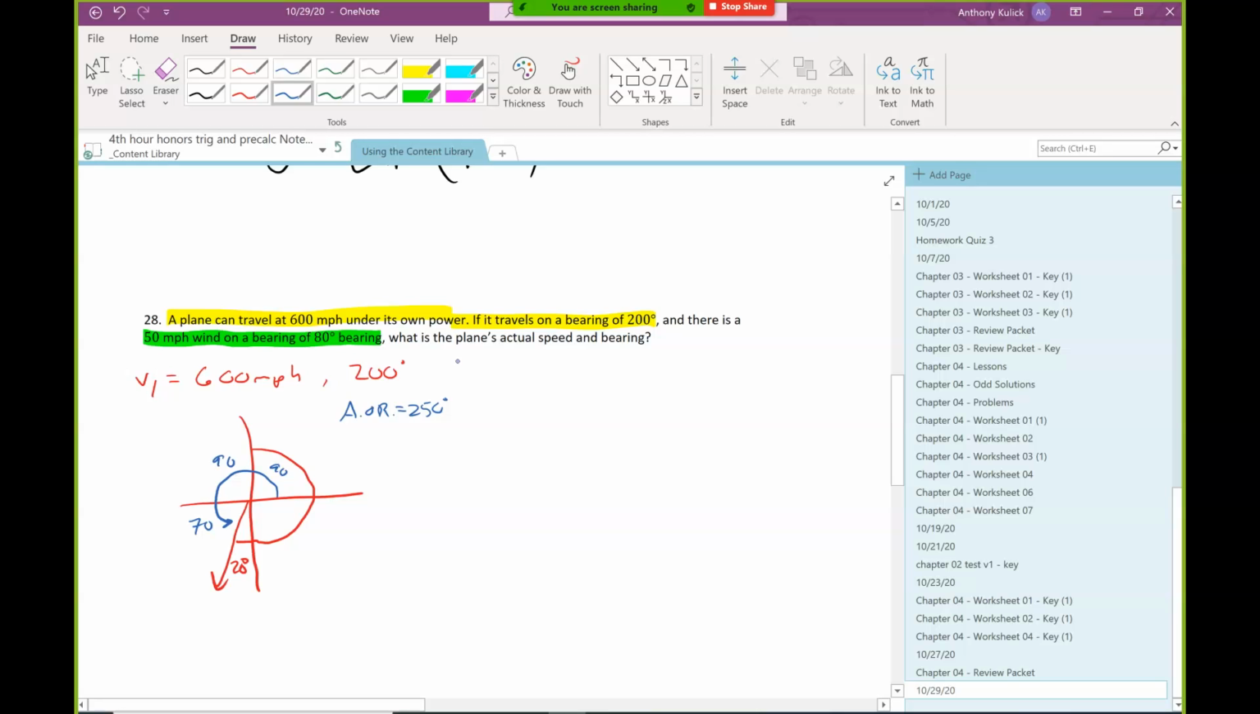Okay with that? If I do the same thing for the wind, that's 50 miles per hour for the magnitude, and the direction is 80 degrees. So my angle of rotation is going to be here, at 10 degrees. You good with that?